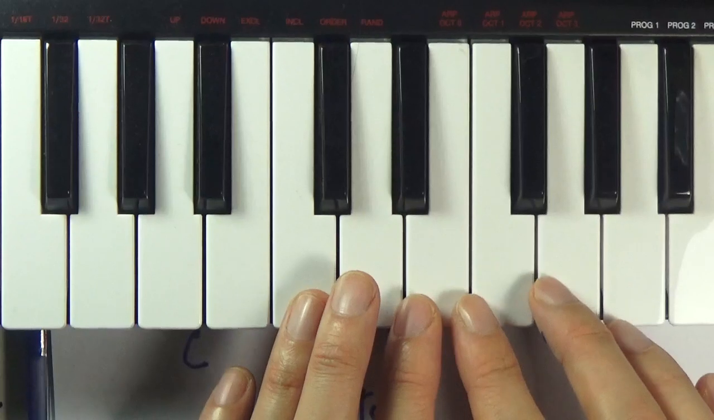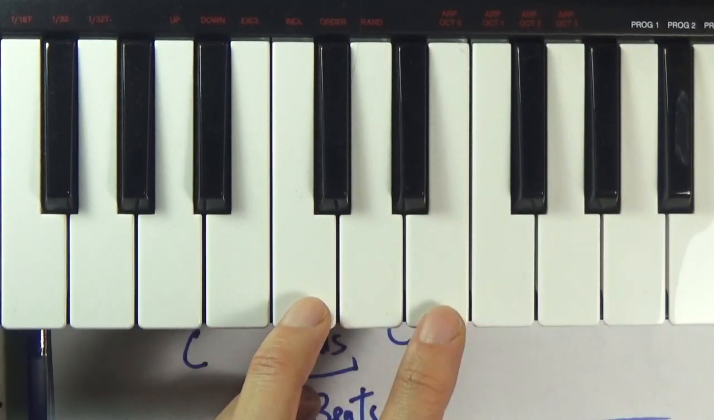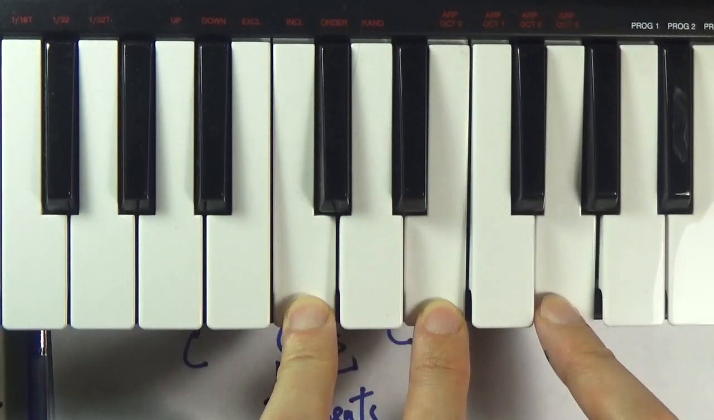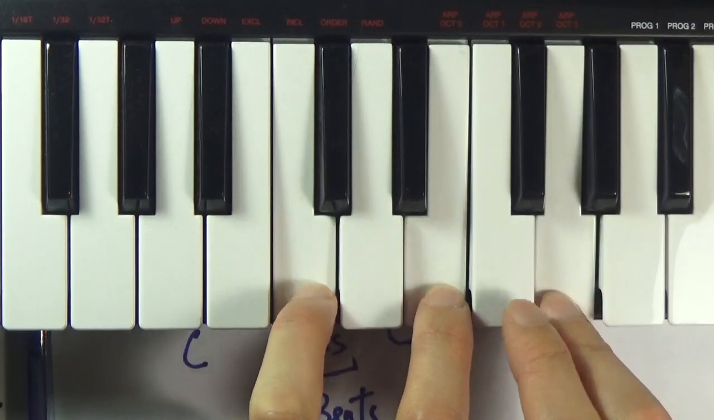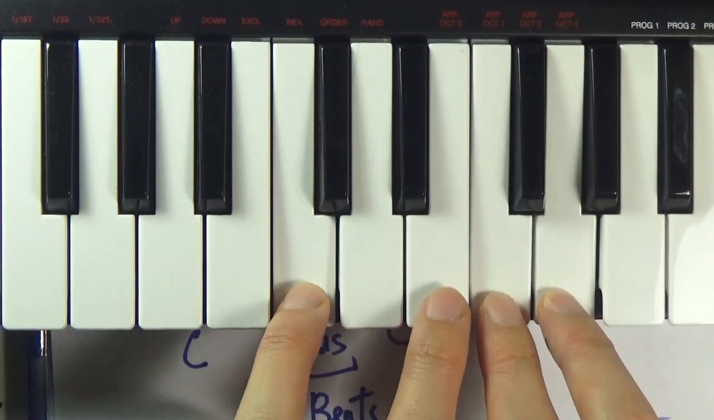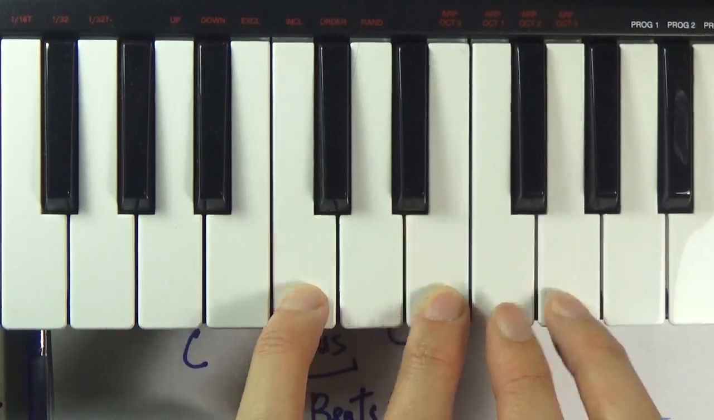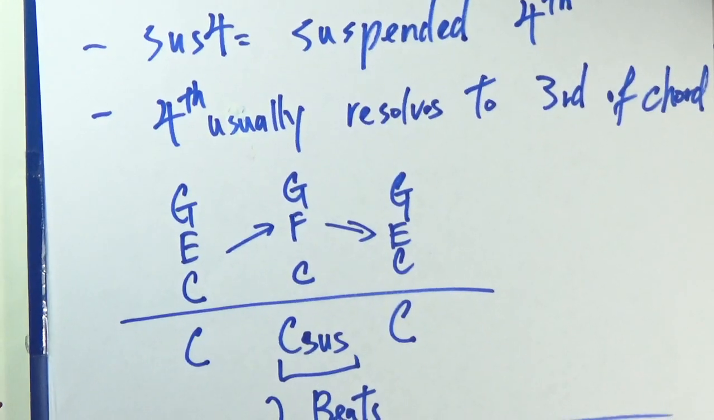So usually the sus chord, classically, would account for at least half a bar. It cannot be too short. So 1, 2, 3, 4. 1, 2, 3, 4. One more time. So that's the traditional way of using Sus4 chords.